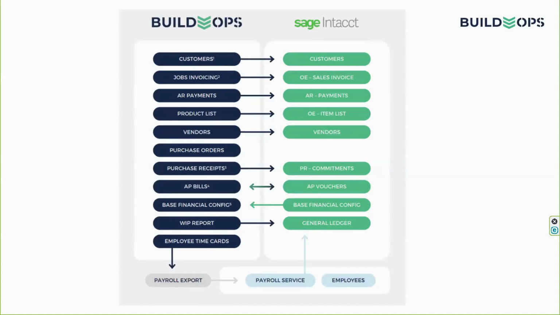Here's just an example of the touch points we have in the current integration. They're single direction in some cases. They're one side to the other. They're also bi-directional in some cases. We've developed this from customer feedback, kind of a best case scenario that you can look at. We can actually take data out, move it into other systems like a payroll service, and then bring it back in.